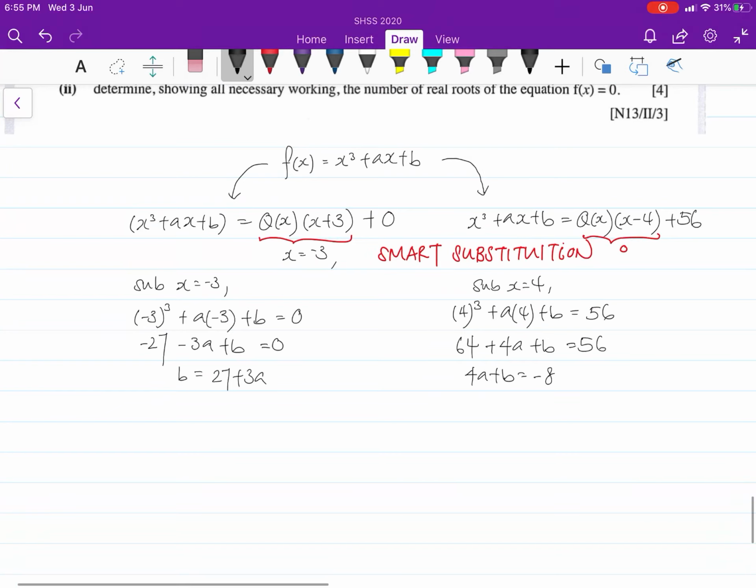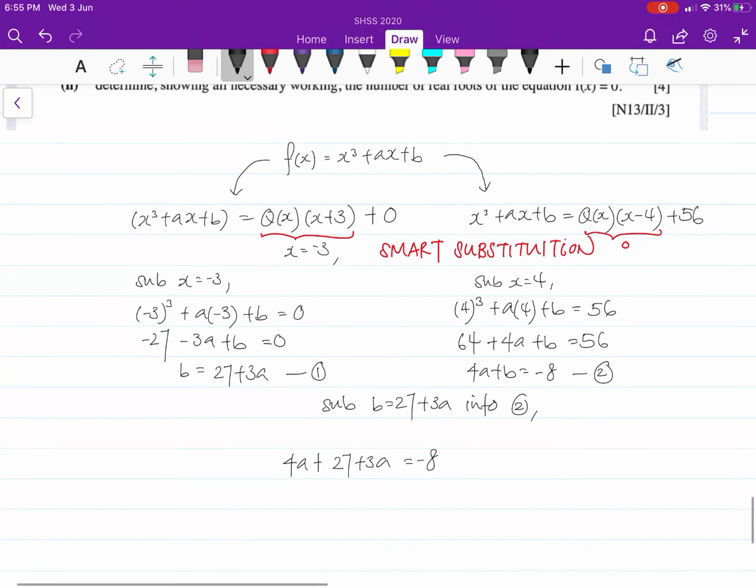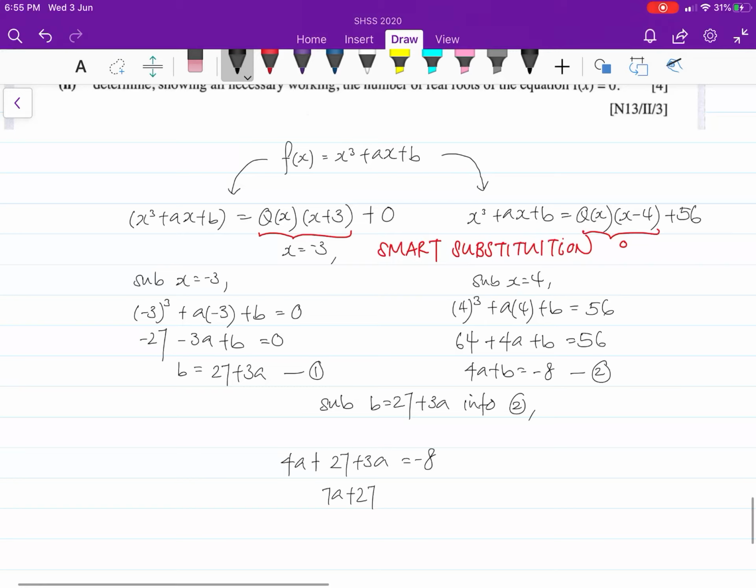Now, from here, I got two equations. I can do simultaneous equations. This is equation 1, this is equation 2. So what I do is substitute b equals 27 plus 3a into equation number 2. So I have 4a plus b, which is 27 plus 3a, equals negative 8. Combine and simplify them: 7a plus 27 equals negative 8. 7a equals negative 8 minus 27, which is negative 35. And I get my value of a is negative 5.